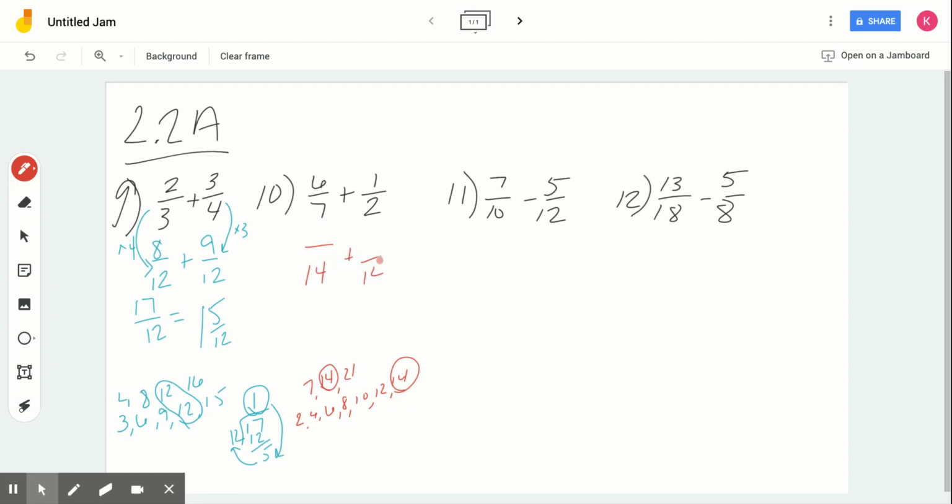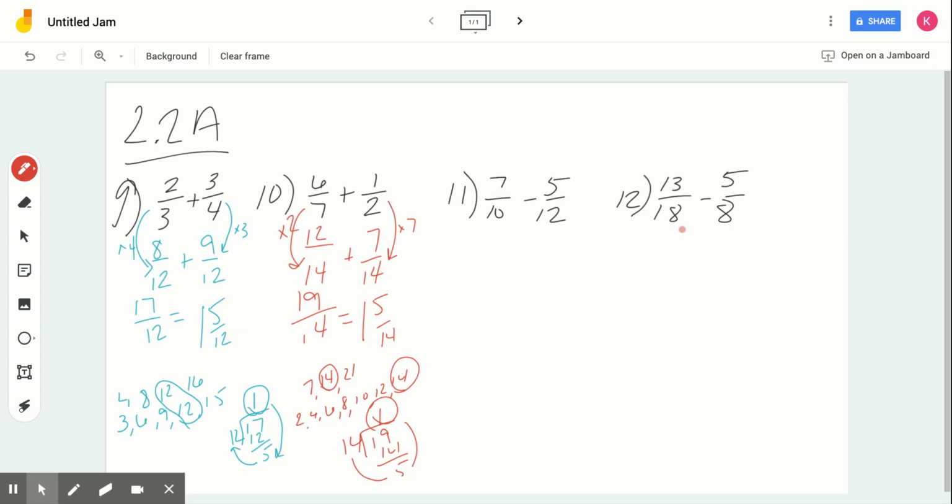So again, 7 times 2 makes 14. So 6 times 2 is 12. 2 times 7 is 14, and 1 times 7 is 7. So again, add the numerators. 12 and 7 make 19. 19 fourteenths. Again, you could put 19 inside the house. When we do that, 14 goes into 19 one time. And again, we have 5 left over. So 1 and 5 fourteenths.